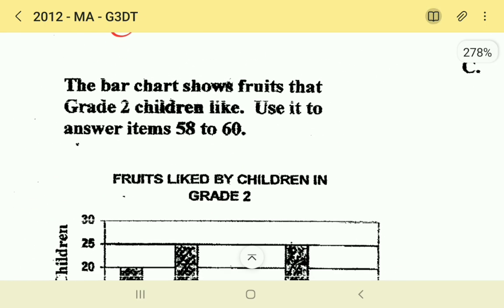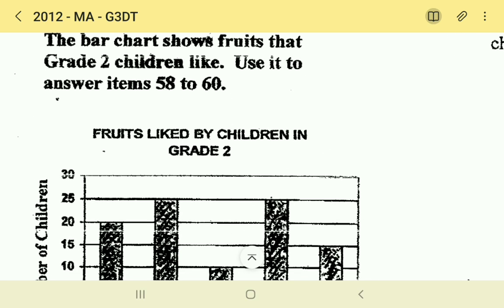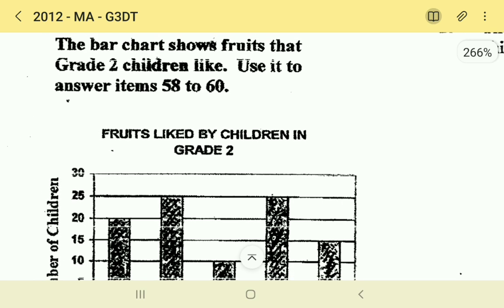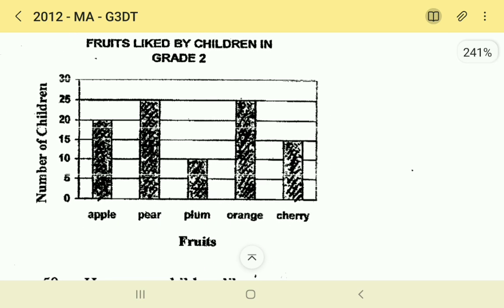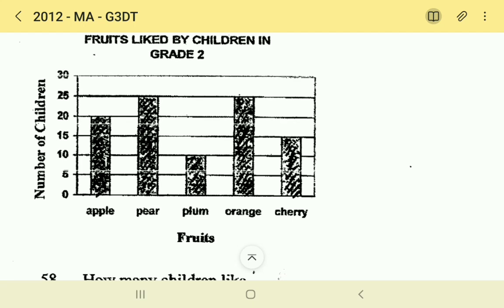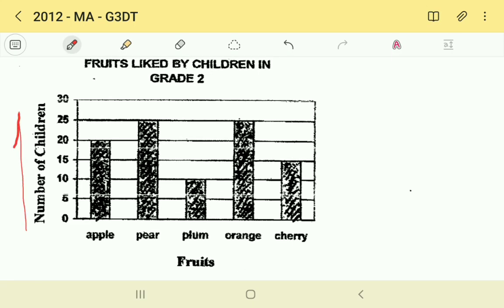The bar chart shows fruits that grade 2 children like. Do you like fruits? I know most of you don't like your veggies, but this is speaking of fruits. Use it to answer items 58 to 60. Wonderful, we're down to the last of it. So, remember to read your graph properly.